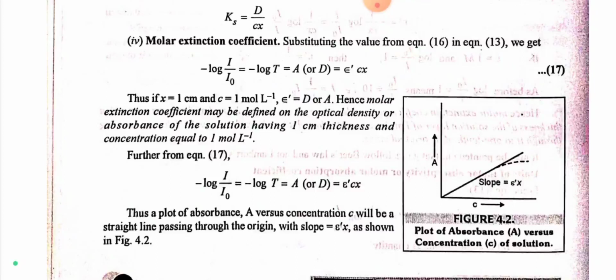Further, from equation 17, minus log I by I naught is equal to minus log T or A or D is equal to epsilon dash cx.